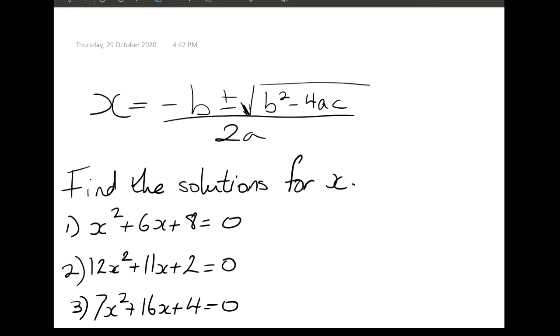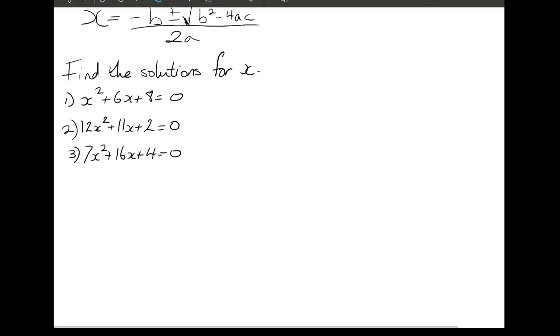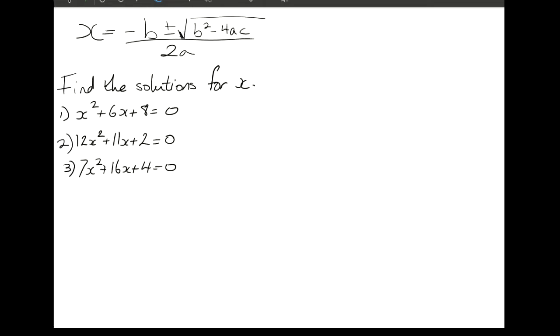We have three equations here. Let's jump right in. Our first one is x squared plus 6x plus 8 equals 0. If you notice in our quadratic formula, we have some letters: we have an A, a B, and a C. Those three variables, we have to find what those are.